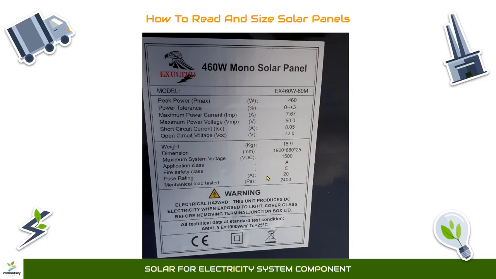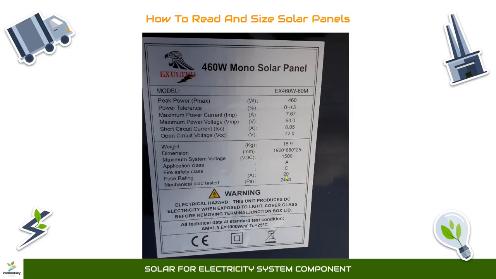So this fuse rating is something I want to explain to you. We have an amp here. The amp this solar panel can produce is 7.6. On the short circuit it can produce 8. So something can happen, there can be over current flow or whatever. What this fuse rating tells you is that this panel has a fuse that can handle over current, to make sure that it doesn't spoil something, up to 20 amps.